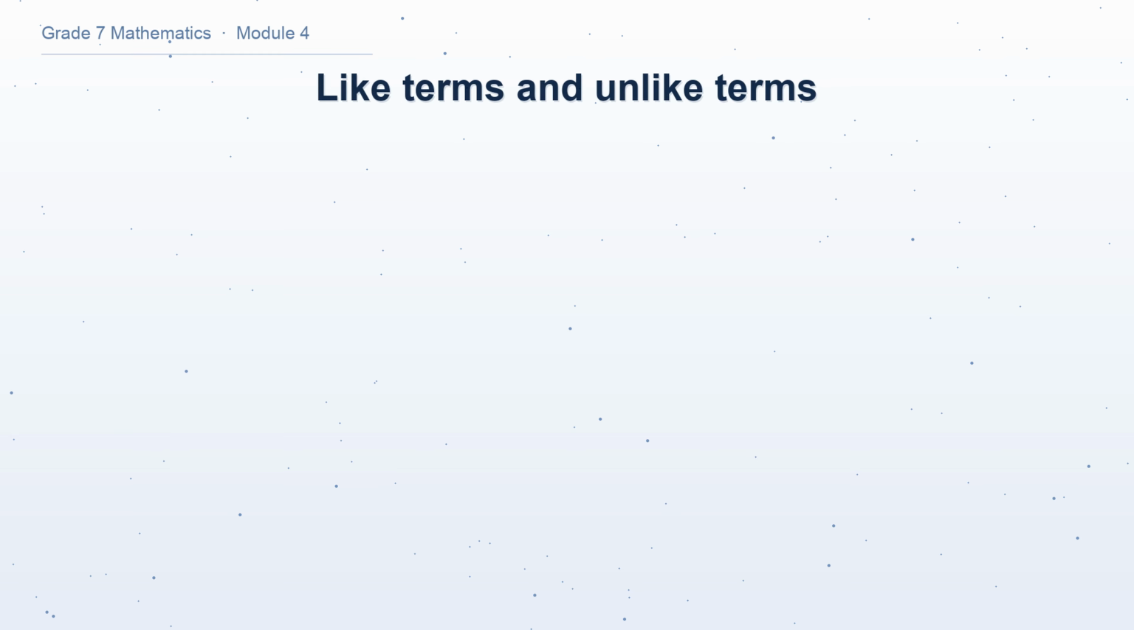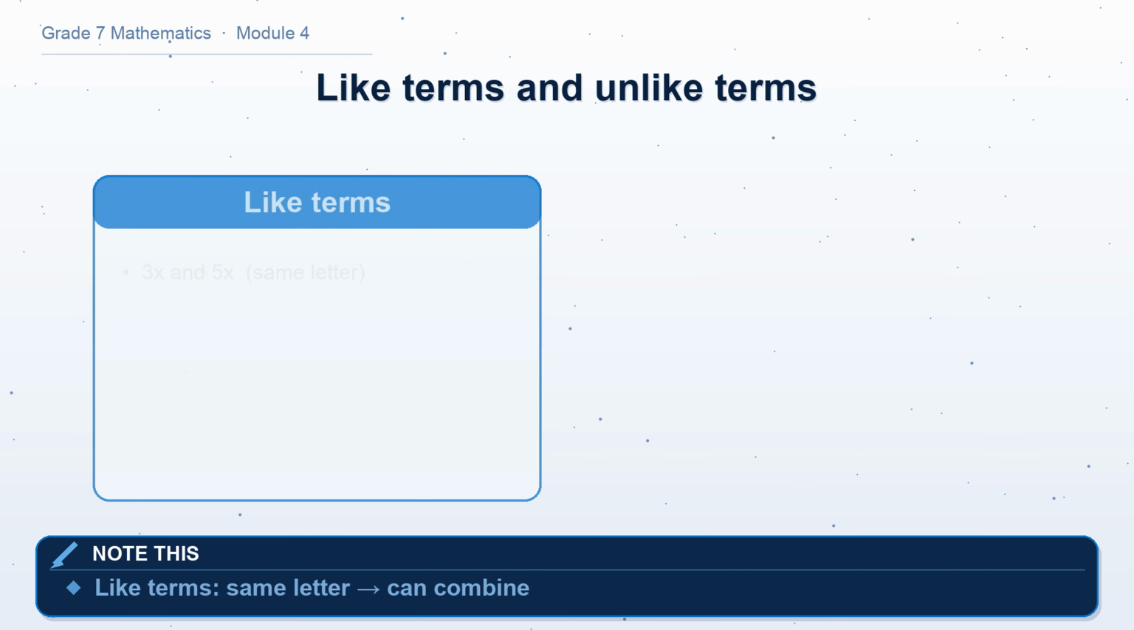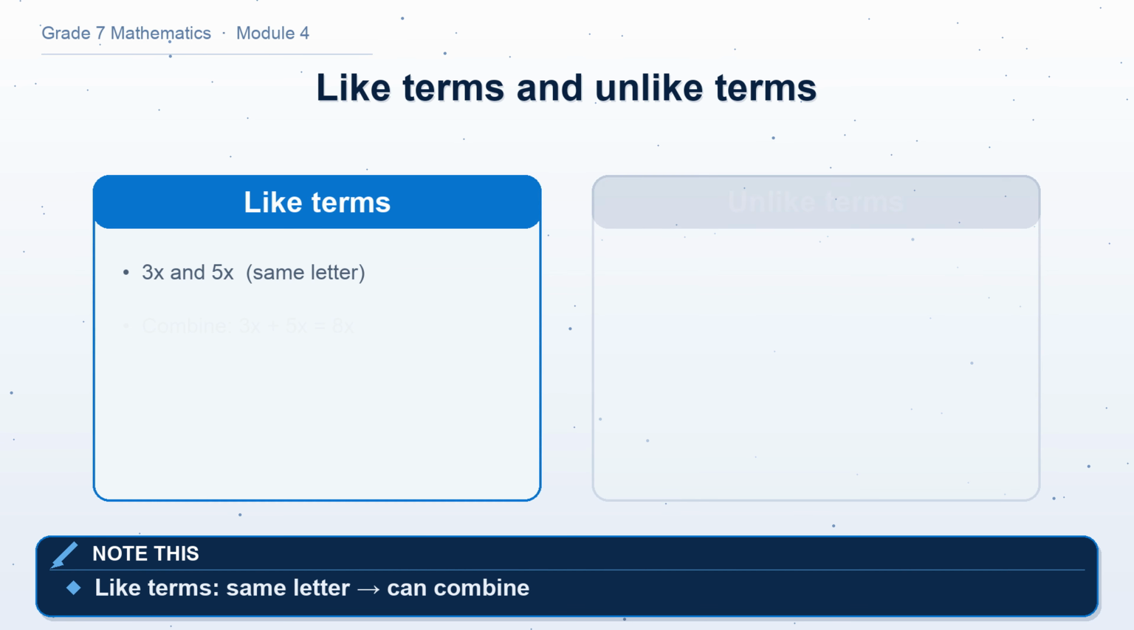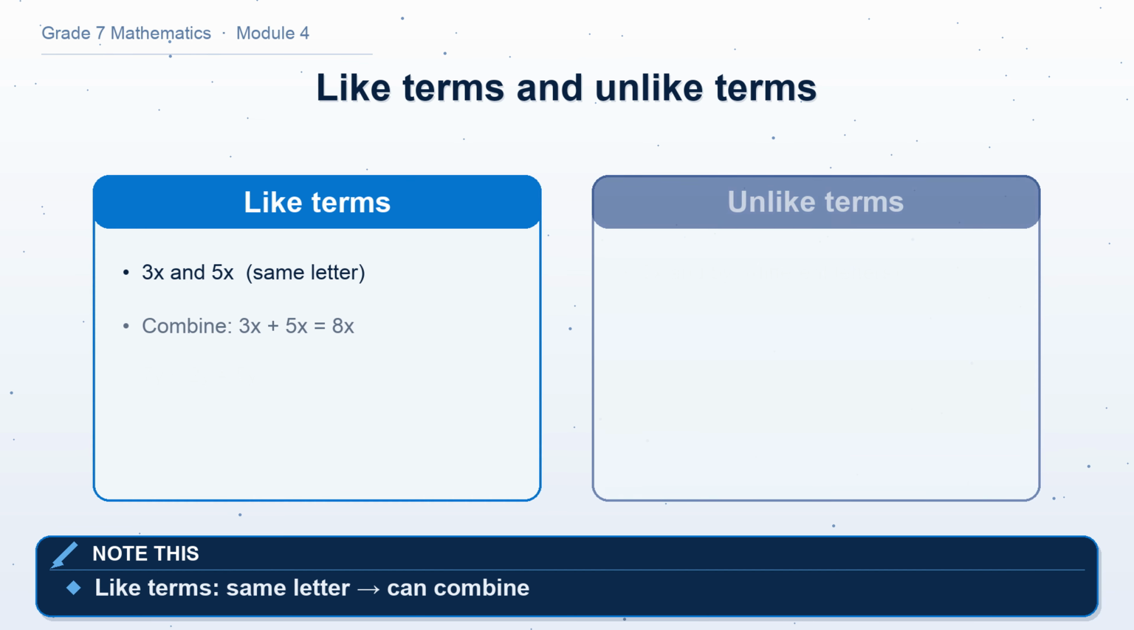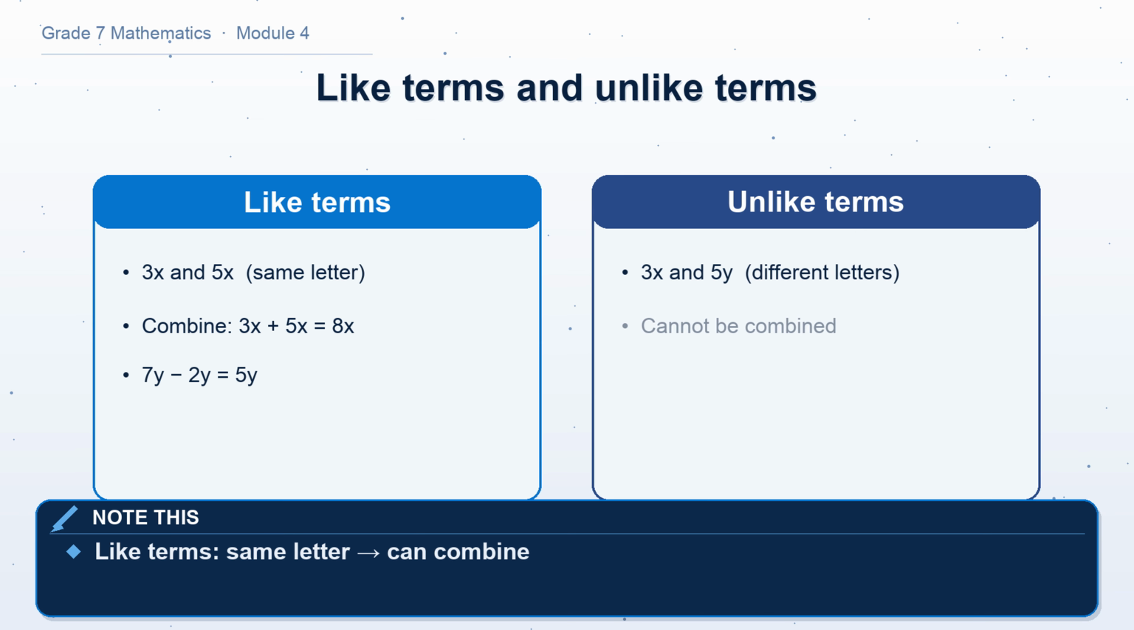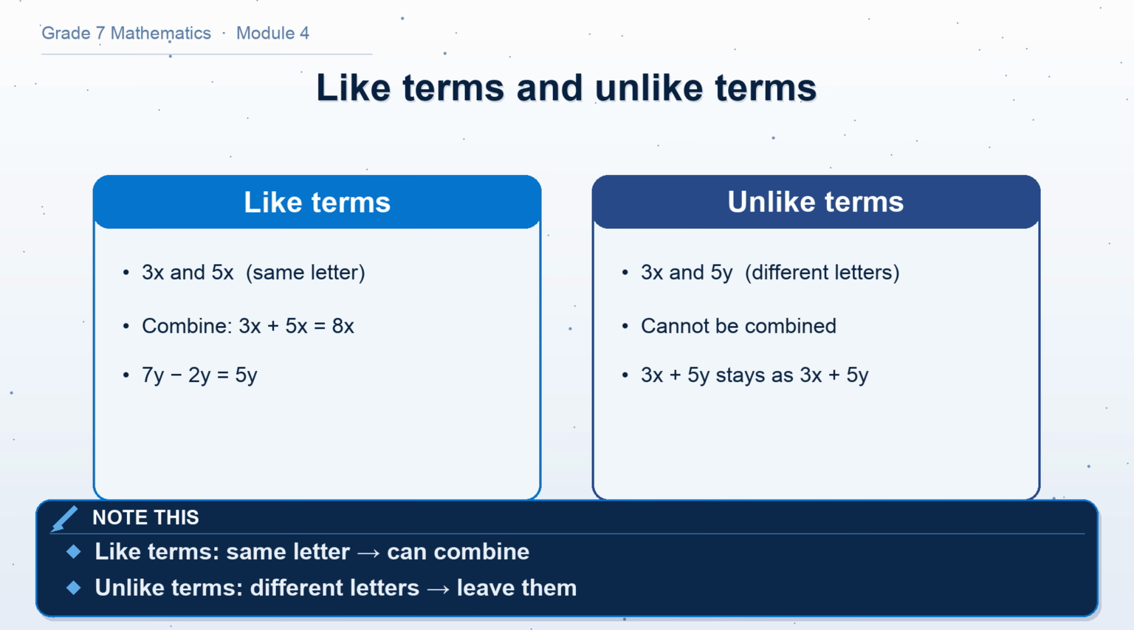To simplify expressions, we collect like terms. Like terms use exactly the same letter. 3x and 5x are like terms, so we add them to get 8x. In the same way, 7y minus 2y is 5y. Unlike terms use different letters. 3x and 5y cannot be combined, so 3x plus 5y stays exactly as it is. Only terms with the same letter can be added or subtracted together.